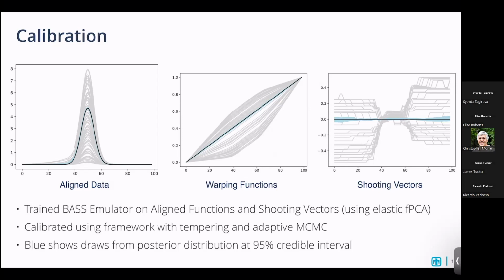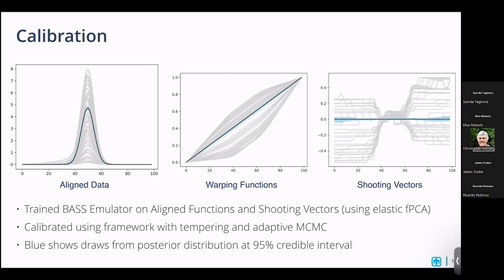On the right is actually looking at these shooting vectors. So if we map those warping functions onto the Hilbert sphere and then up to that tangent space, we have here the set of shooting vectors, and the black curve, because our tangent space is centered at gamma identity, the shooting vector is all zeros at the center of that tangent space. The blue curves here are actually the draws. The blue are showing draws from the posterior distribution at a 95% credible interval.